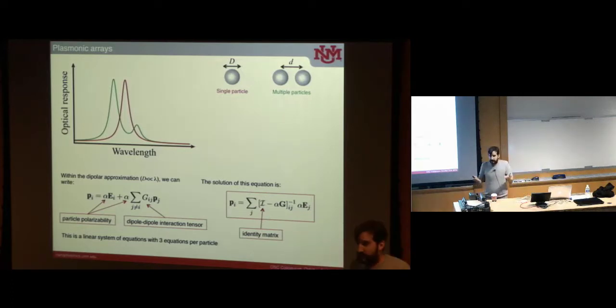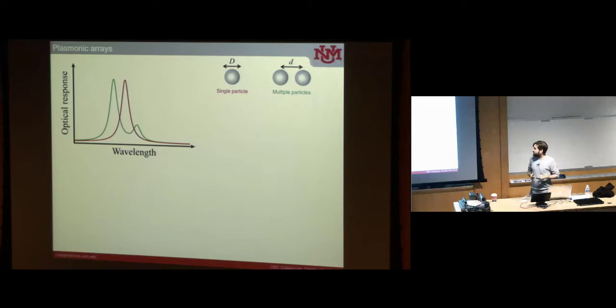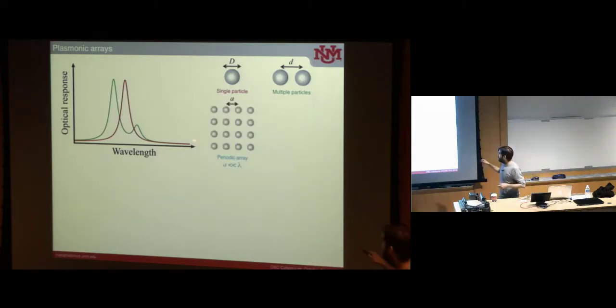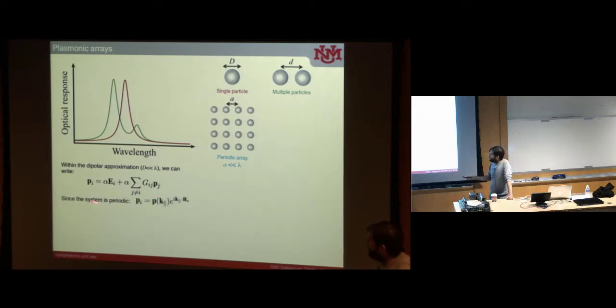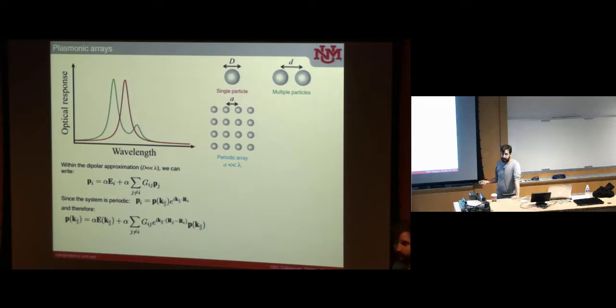So at that point, one thing you can do is, okay, I can just make an ordered array, so put them in a position such that they have some kind of periodicity, and therefore, instead of having to solve these 3n equations, now I can assume that because of the periodicity of my system, my dipole also has to have those periodic properties. And then essentially you just use Bloch waves, and then your equation, instead of 3n equations, comes down to 3 equations only.